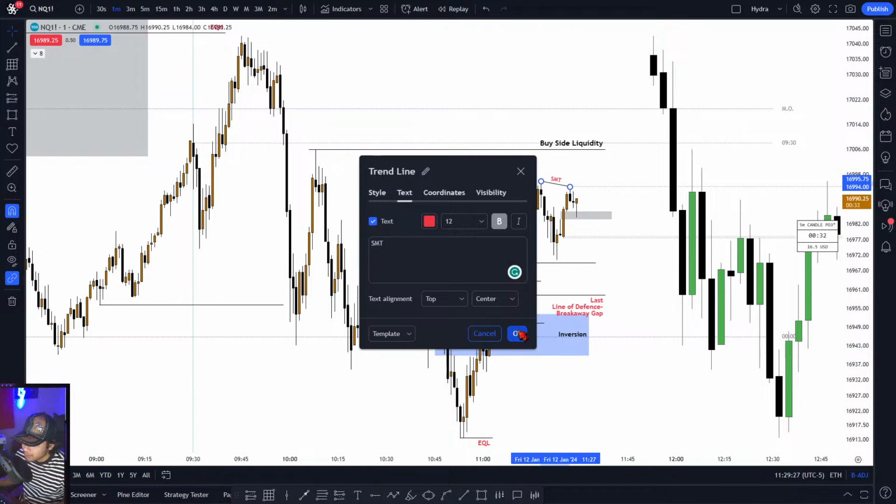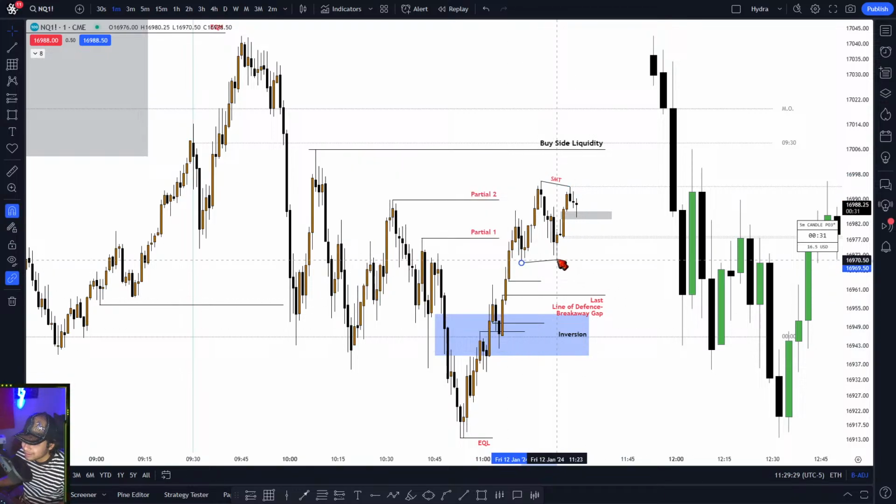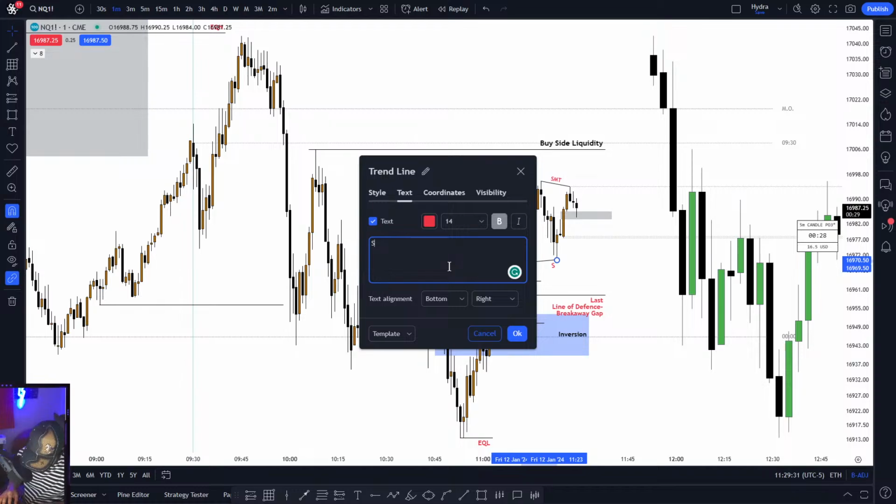And we also got an SMT down here, so two SMTs at the same price leg.